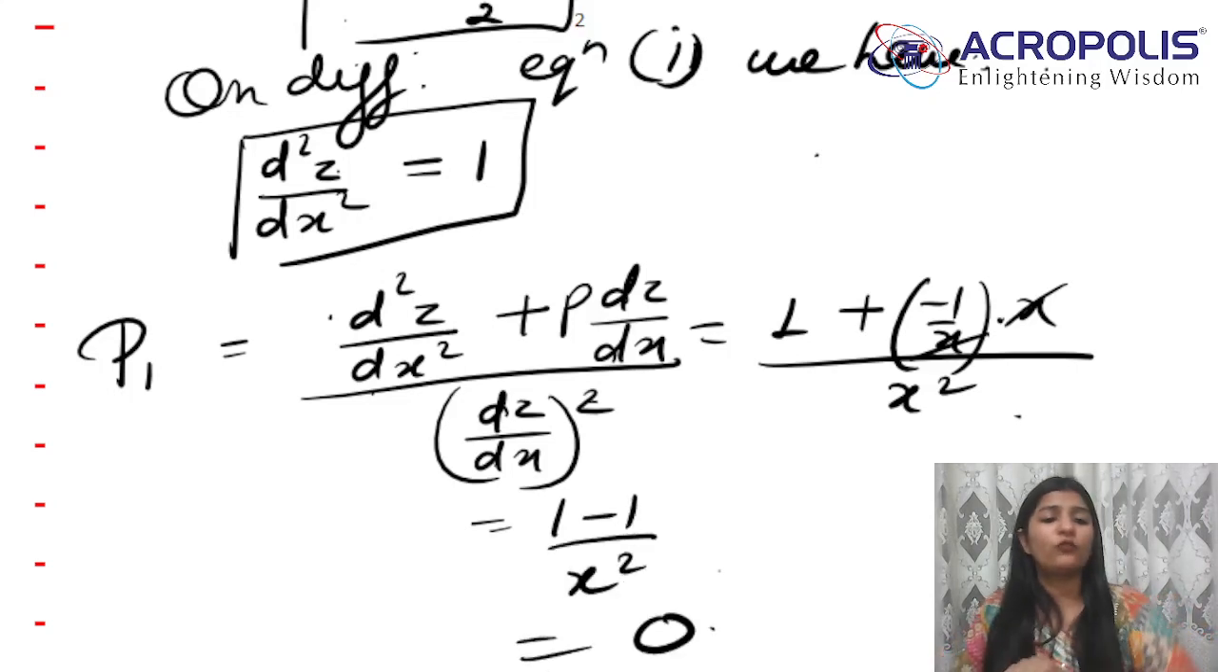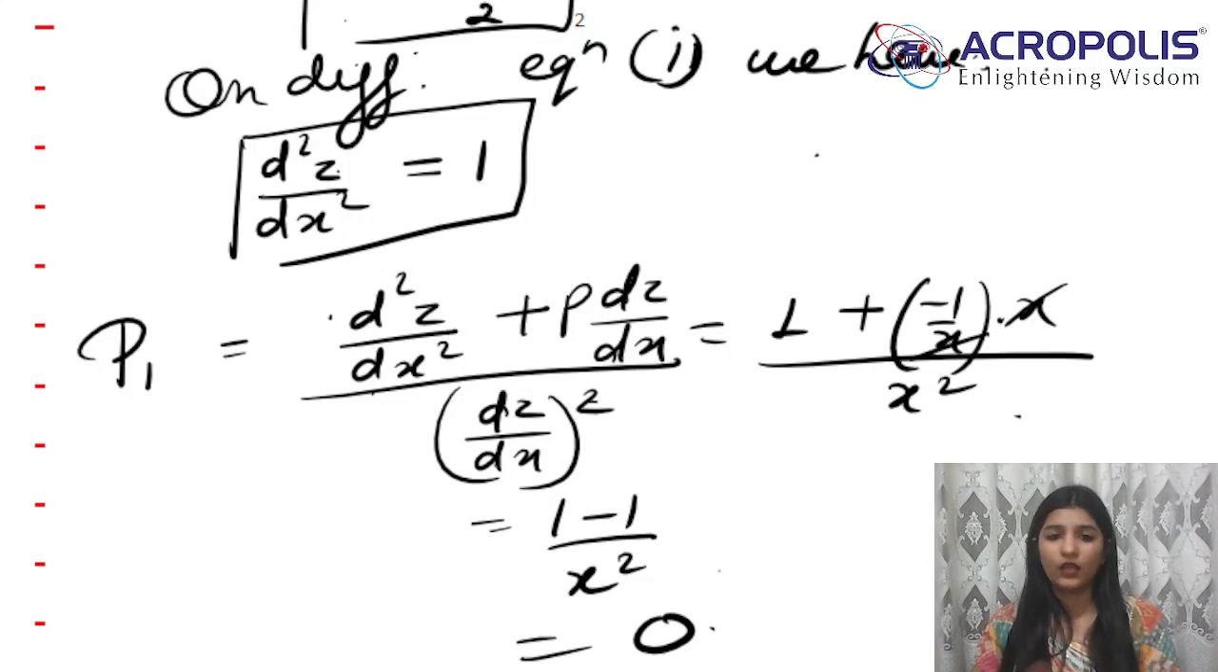The value of p1 is 0. Now this is the magic here. I am telling you, in 90% of the questions, the value of p1 will become 0. Actually, in this method, we are choosing z in such a way that q1 is converting into some constant value.